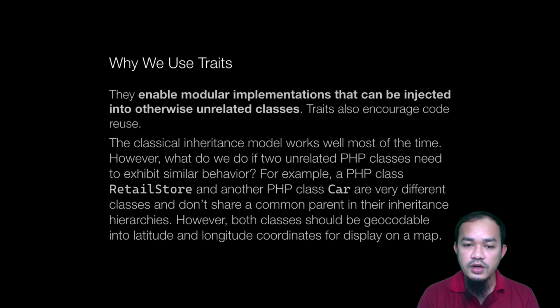There is geocodable, which displays latitude and longitude. For example, you have a retail store. They have to display where your store is, the location of your store. A car also, it can be a smart car, they have to display your location when you drive over there. So different classes, retail store and car, have different classes, but they need to use something that's similar. That is geocodable. So how can we make the two different classes work together?